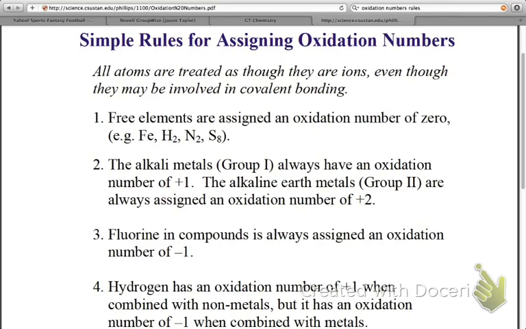Here we see some rules for finding the oxidation numbers of atoms in a compound. Let's look first of all at rule number 1. Free elements are assigned an oxidation number of 0. In these examples, they showed us two diatomic molecules, and molecular sulfur. Then there was also an atom of iron. Let me summarize that a little bit more simply. If an element is on the periodic table, its oxidation number is 0 as a neutral atom.